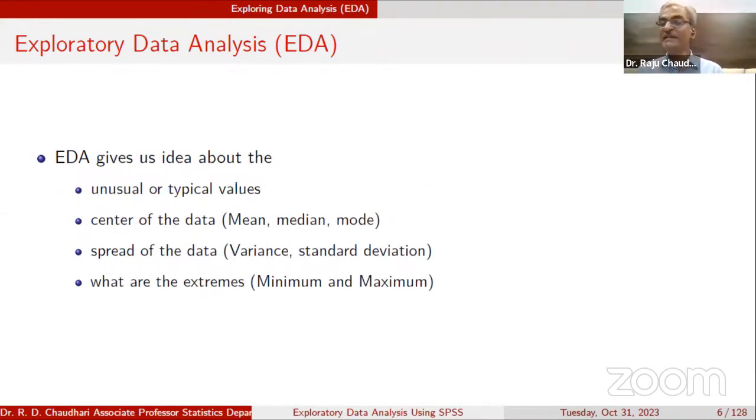Now, what does this EDA give you? It gives us an idea about the unusual or typical values. Now, what do you mean by unusual values? Many times when we collect the data, some of the observations are beyond the actual range of the data.